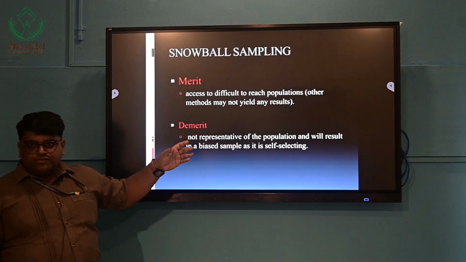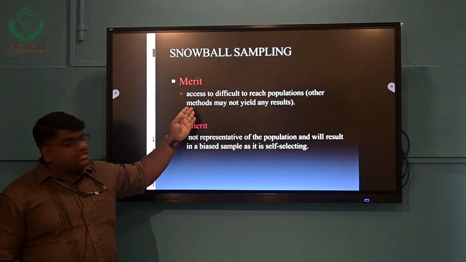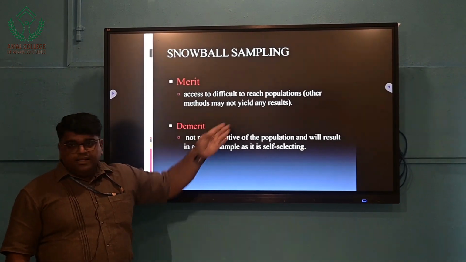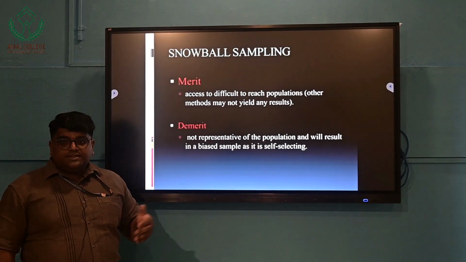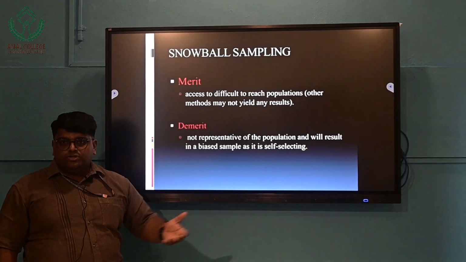And these are the merits of snowball sampling. Access to difficult to reach populations. Other methods may not yield any results. So this referral system is very good. It can be easily executed and it is accessible also.